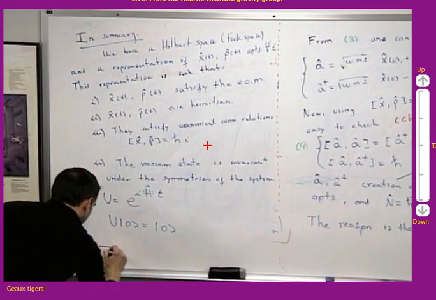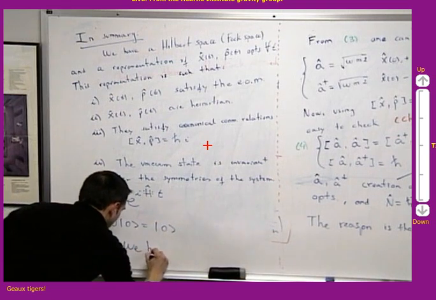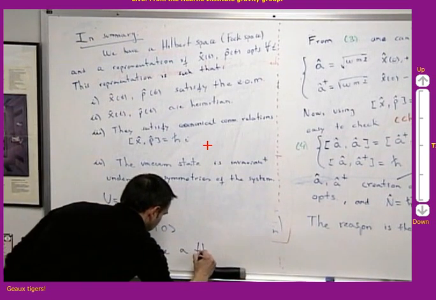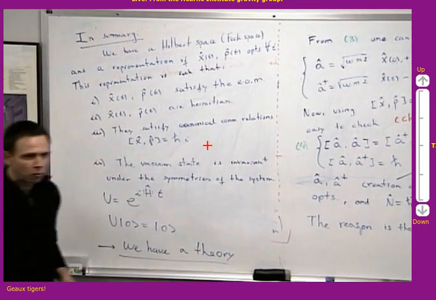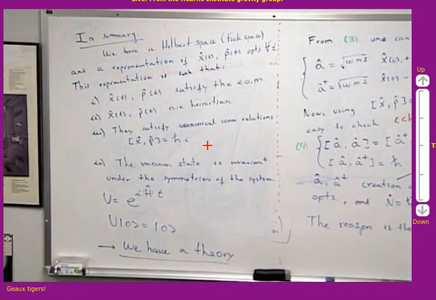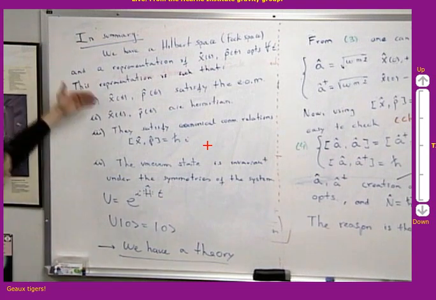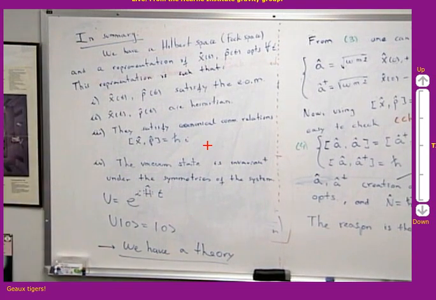So if you want, we have a theory. This makes a theory for us. We can start computing observables and making physical predictions. We have all that we need: a Hilbert space and a representation that satisfies all these properties. We have that.